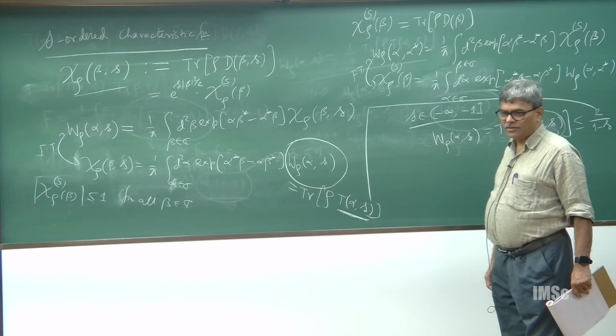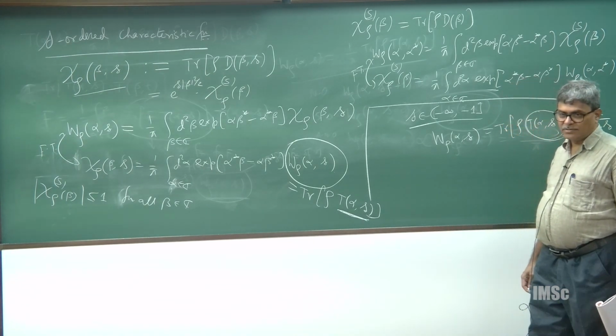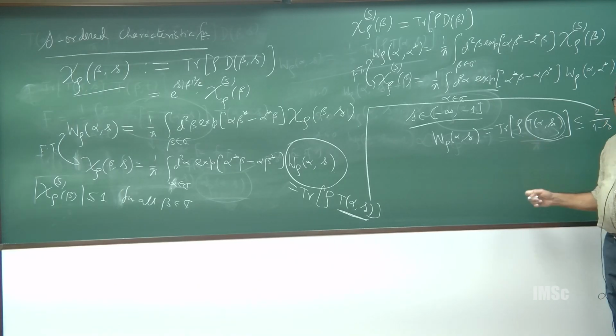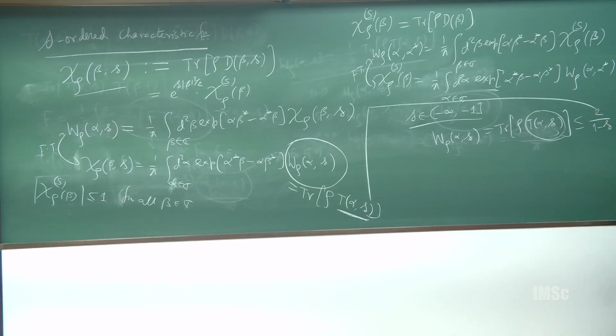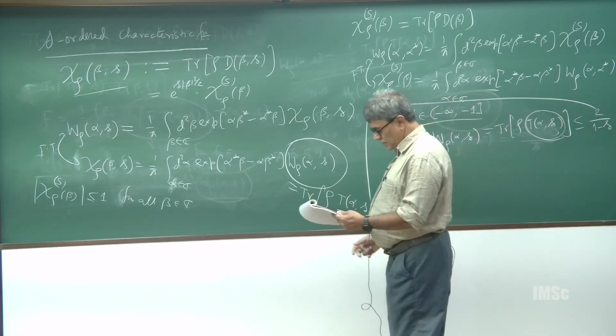Okay. But this need not be the case. Why? Because it depends on what value of rho you take, any density matrix you take. It will be maximized if rho is exactly the corresponding eigenvector, and then this is 2 by 1 minus s. Otherwise, it will be less than this, right? Okay, right.